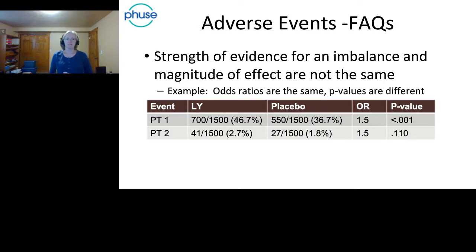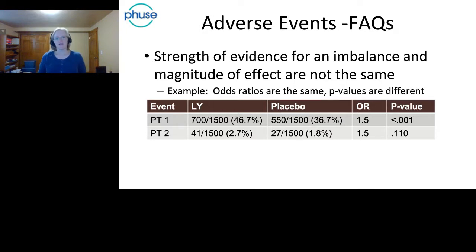One key thing that I don't think is well understood is that your strength of evidence for an imbalance and your magnitude of effect are not the same, right? If you didn't have odds ratios, p-values, risk differences or any kind of confidence intervals, if all you had were the percentages, your brain is probably going to look for things that might be 2 times higher with your drug versus placebo. And when you do that, you're completely looking at magnitude of effect. You are not looking at strength of evidence for an imbalance. So they are very different things.